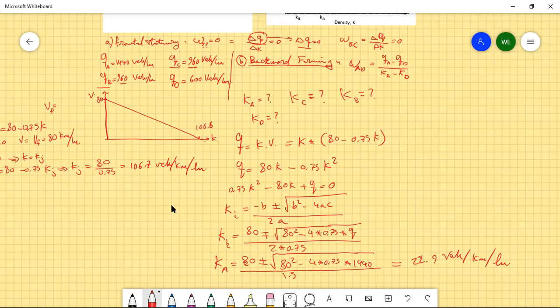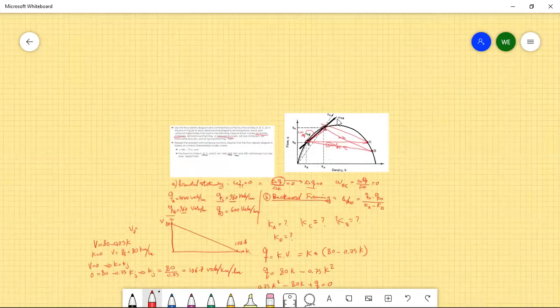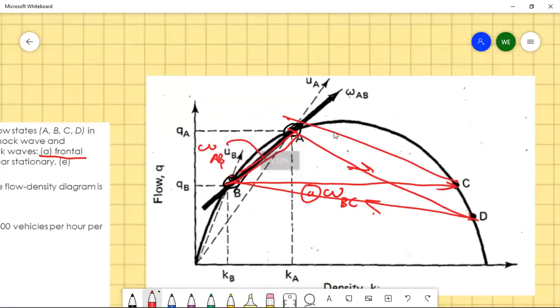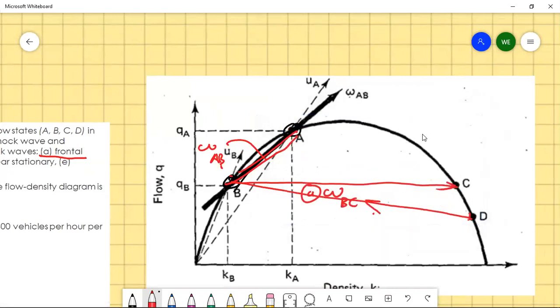Okay, 83.7. Okay, in our case, which one should we take? Should we take this one or this one? Let's look carefully here. Here, at that flow at QA, look carefully. At the same flow, we have two values of density.